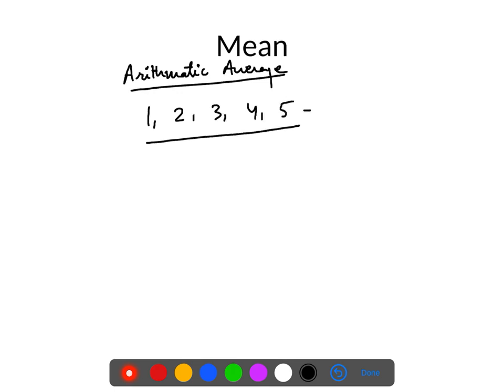So what we do is sum of all the terms upon number of terms. That's how we basically calculate arithmetic average or mean. So sum is 15, number of terms is 5, so 3 is the mean. That's how we calculate mean, simple. Let's take one question.